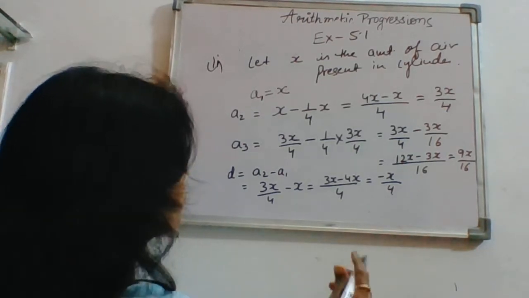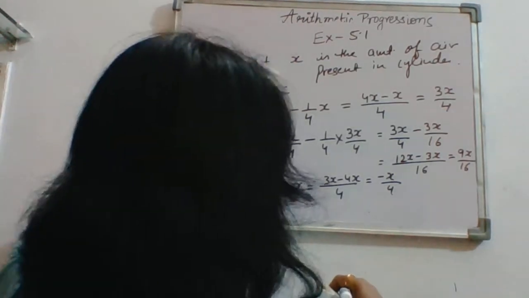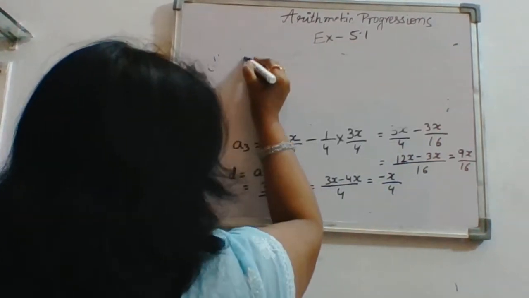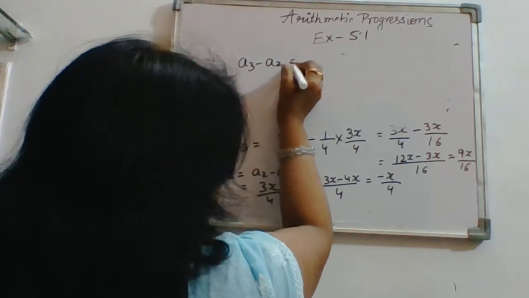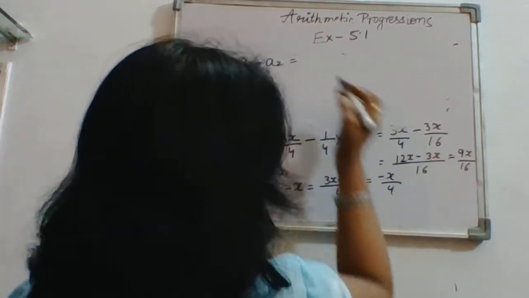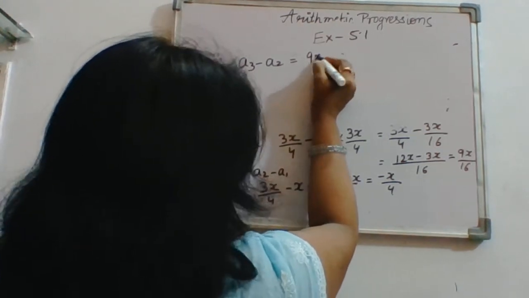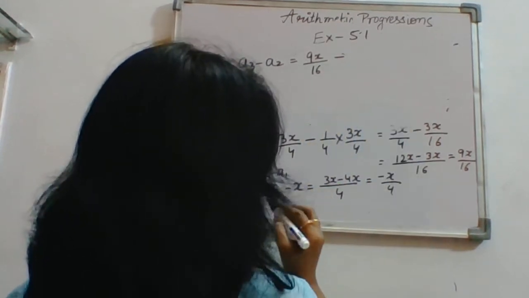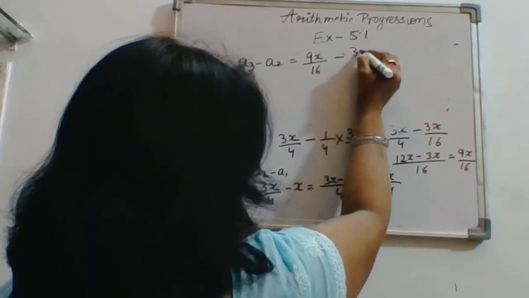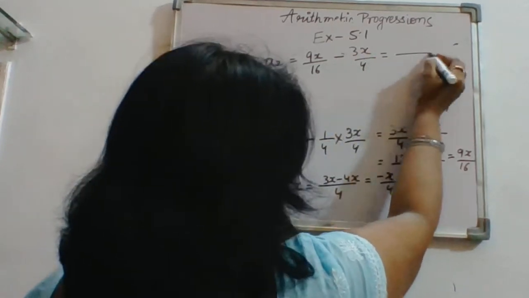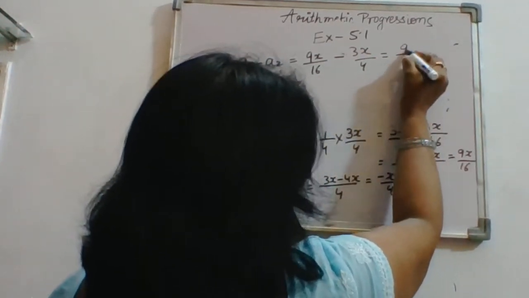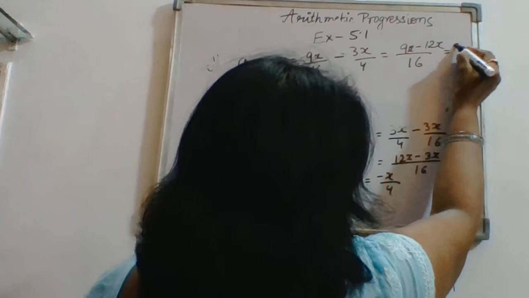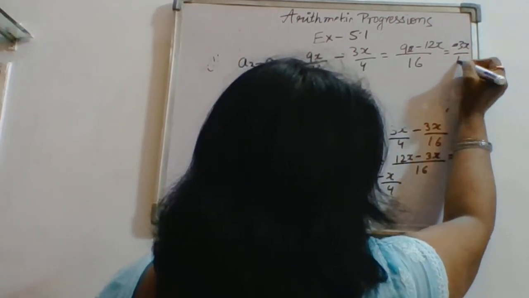Now we will find A3 minus A2. A3 is 9x by 16 minus A2, which was 3x by 4. LCM will be 16 and this will be 9x minus 12x. So 9x minus 12x will be minus 3x by 16.